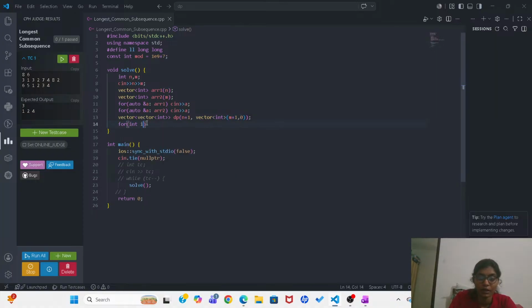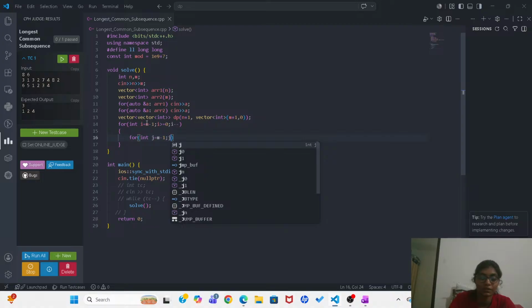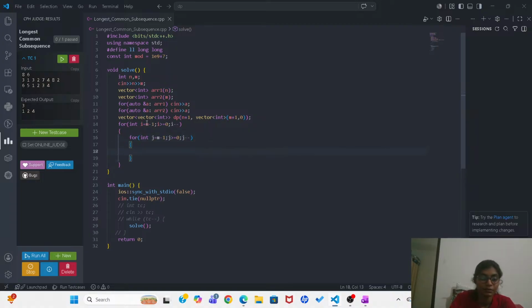For int i equal to n minus 1, i greater than or equal to 0, i minus minus, and for int j equal to m minus 1, j greater than or equal to 0, j minus minus, dp of i, j equals the maximum of dp of i plus 1, j and dp of i, j plus 1.